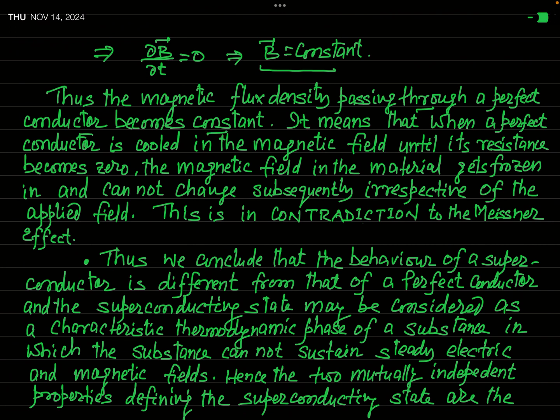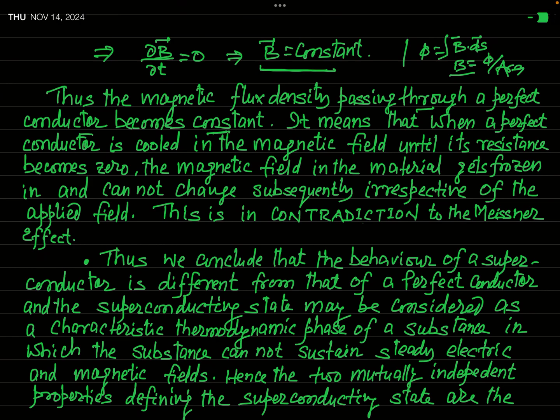perfect conductor becomes constant. This B is called magnetic flux density. Okay? B is magnetic induction or magnetic flux density. Why? Because flux is equal to the integral of B dot ds, so when you define B, it is flux over area. So this B is called magnetic flux density, and B is also called magnetic field or magnetic induction. So you can see that the magnetic flux density passing through this perfect conductor is constant.